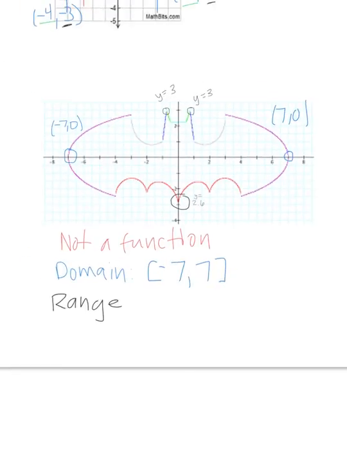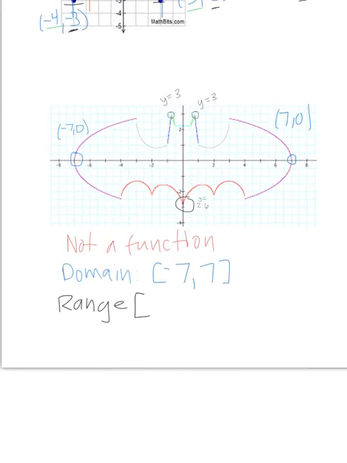Okay, so we're kind of estimating that, but I think that's close enough. So we can say that the range for the Batman graph goes from about -2.6, up to and including 3.